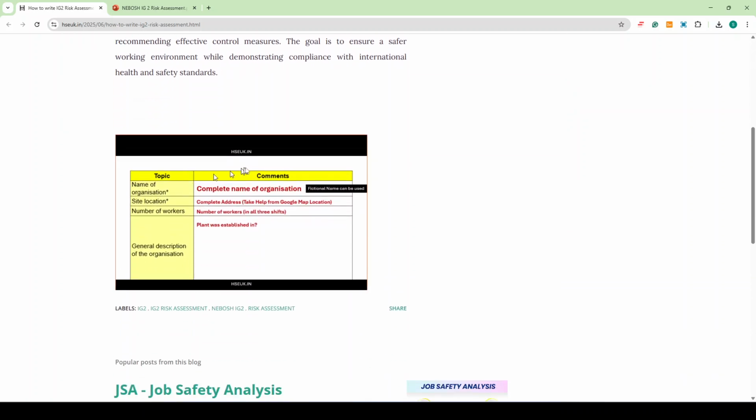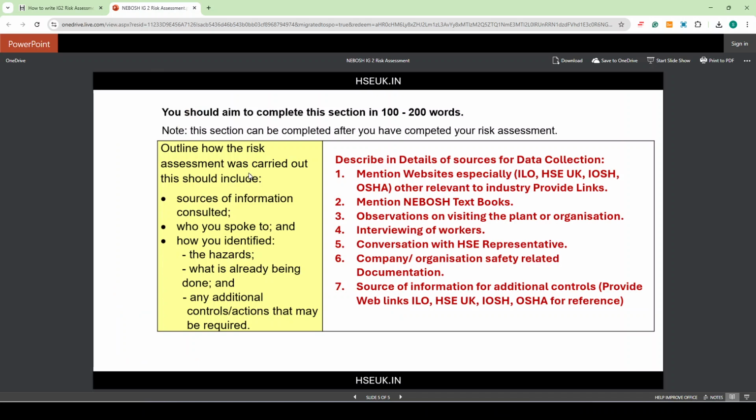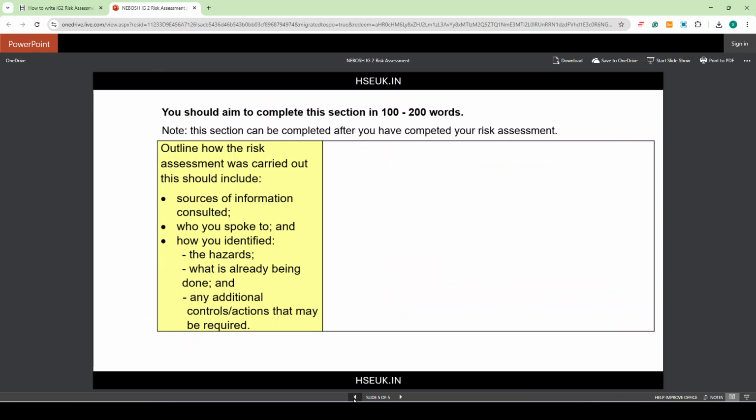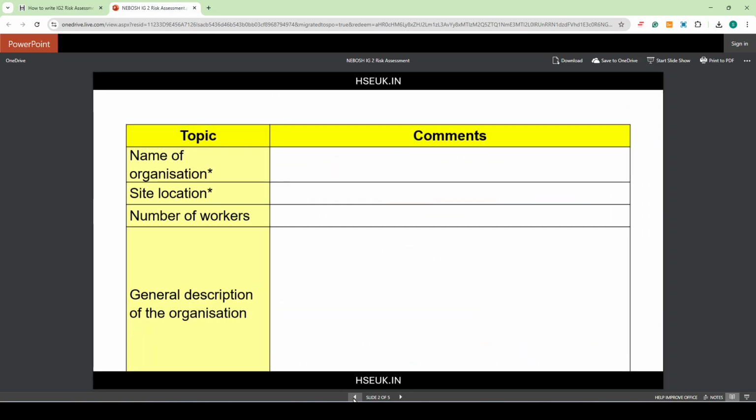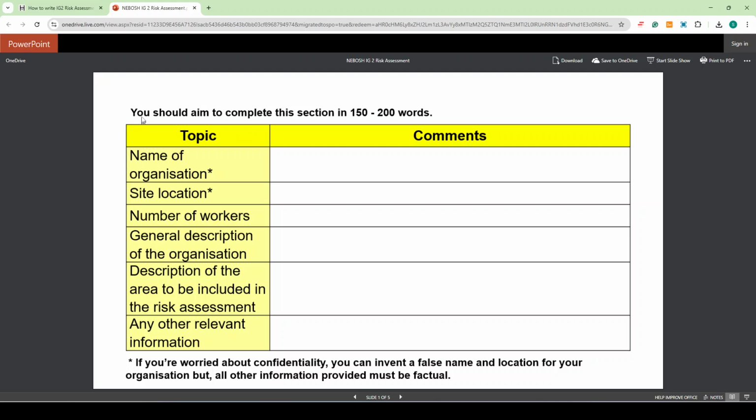And here is the presentation. This is the expanded form of the presentation, which we are going to look at today. So, you see that you should aim to complete this entire section in 150 to 200 words. That's your target. Apart from that, what details are required? The details are like name of the organization, site location where this is located, the number of workers, general description of the organization, description of the areas to be included in the risk assessment, and any other relevant information.